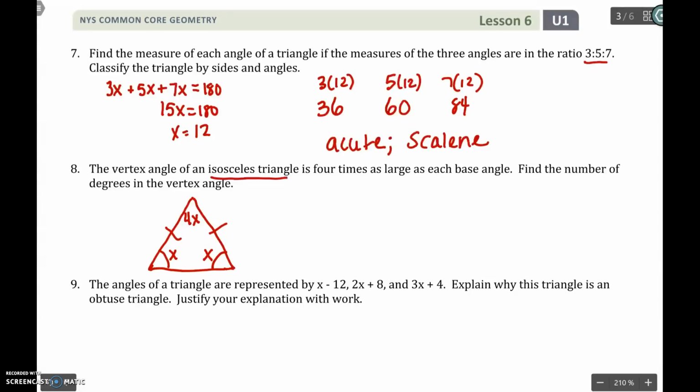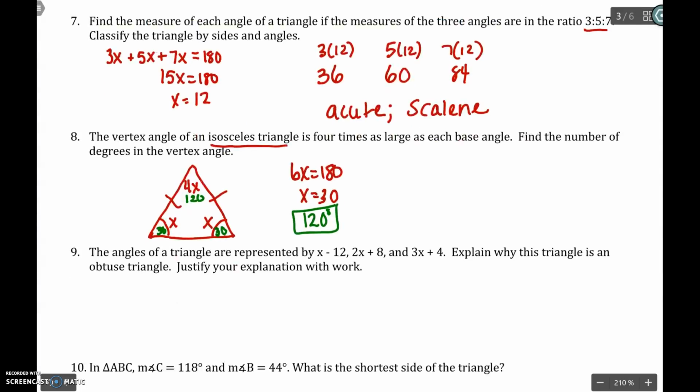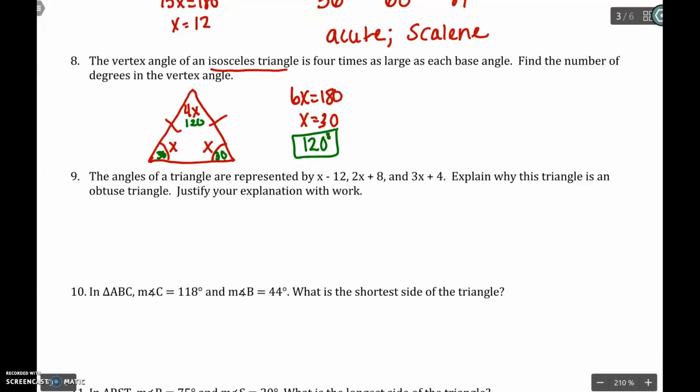And just like all the others, we're going to add them up and equal to 180. So 6x equals 180, and when you divide by 6, you're going to get 30. And then you can realize when you substitute back in that the two base angles will each be 30, and 4 times 30 is 120. And that is our answer.